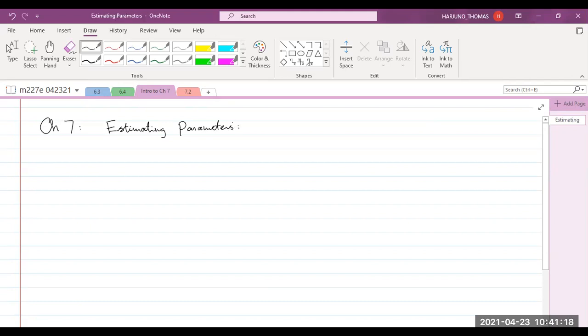Parameters are numbers or measurements we get from a population. What are the parameters we will measure? We will first measure the mean, then the population proportion, and population variance. Our consideration will be done in the following order. The first case will be estimating the population mean with sigma known, population standard deviation known. Now, this part is not in our book.